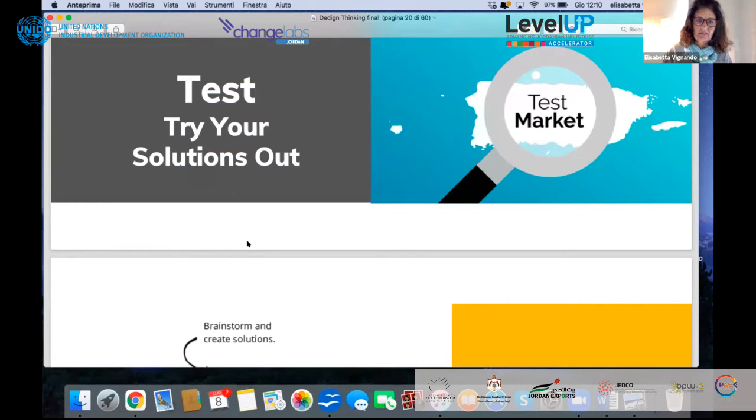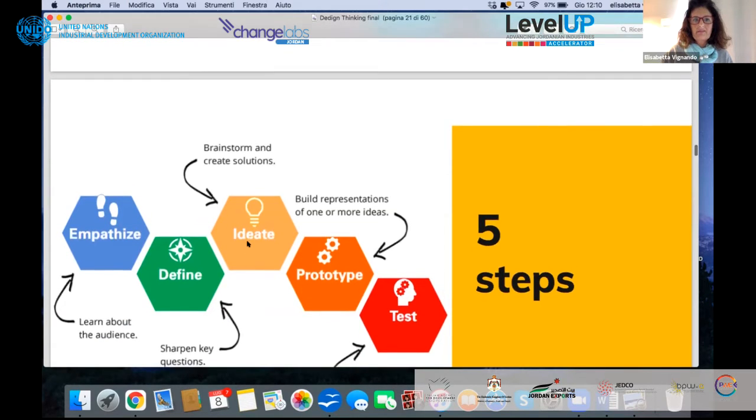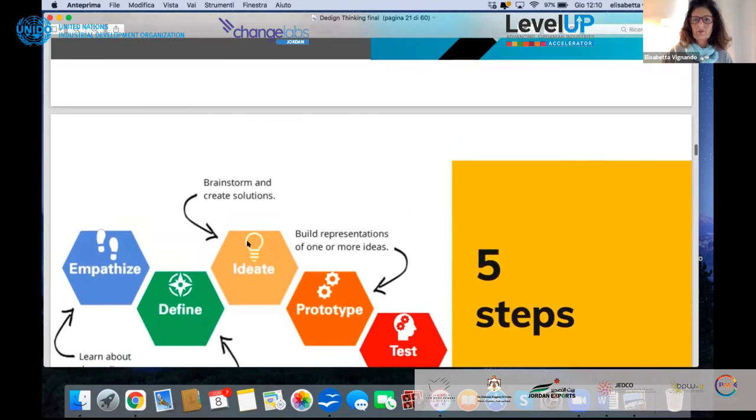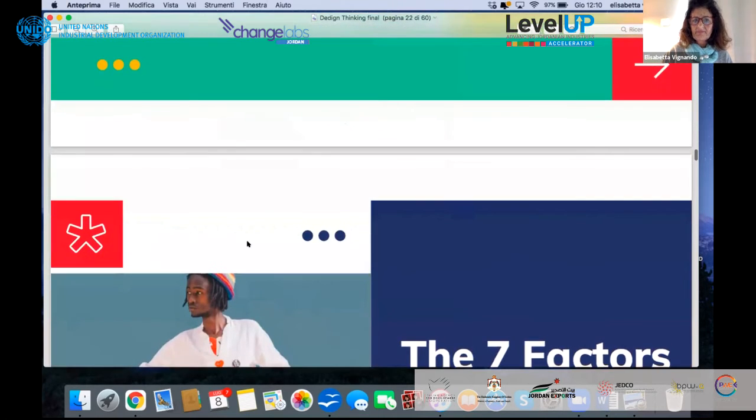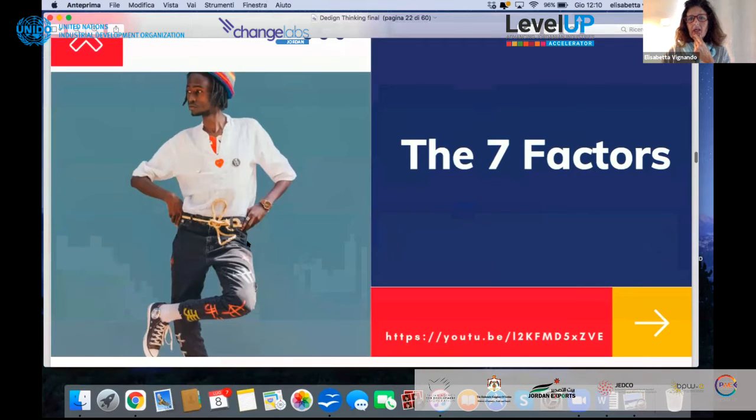So to summarize again, the 5 steps: empathize, define, ideate, prototype, and test. And then we enter in detail into the design thinking process, which is the 7 factors.